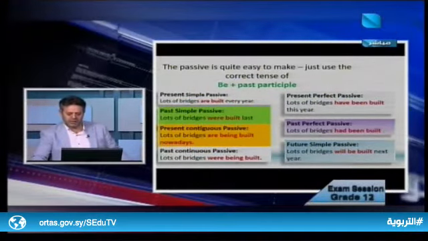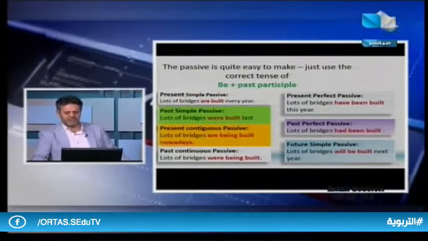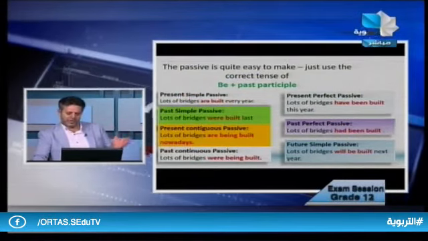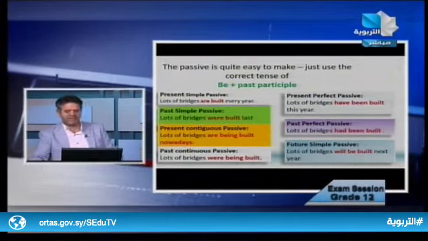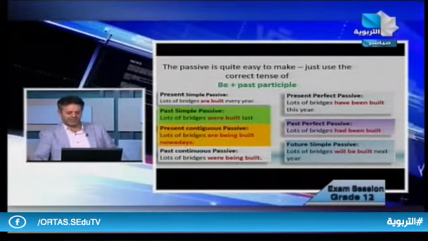So now we are going to talk about the past perfect passive. The active: they had built lots of bridges. The passive: lots of bridges had been built.